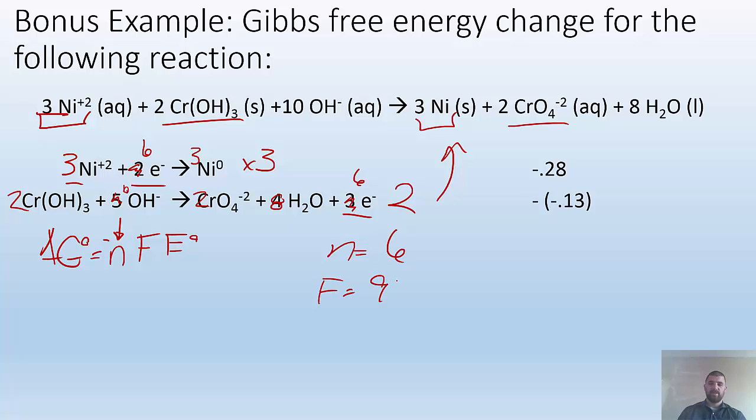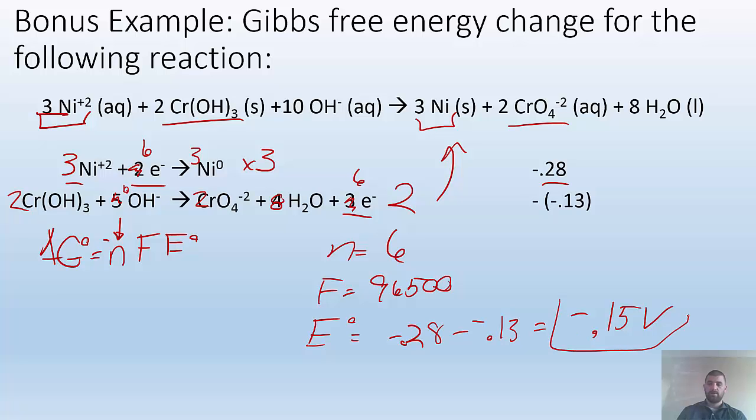F is 96500, and my E naught is going to equal what's happening at the cathode, which is the reduction. Which one's being reduced? We have this one being reduced, negative 2.28, and then minus the reduction potential at the anode, which is 0.13, and I get negative 0.15 volts, which tells you that this is not going to be a spontaneous reaction.